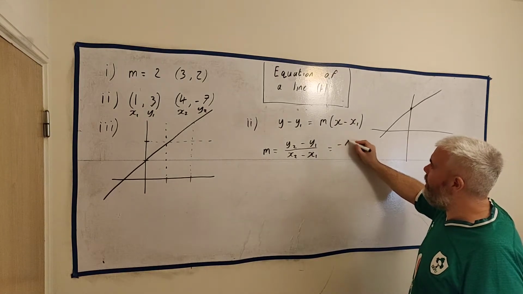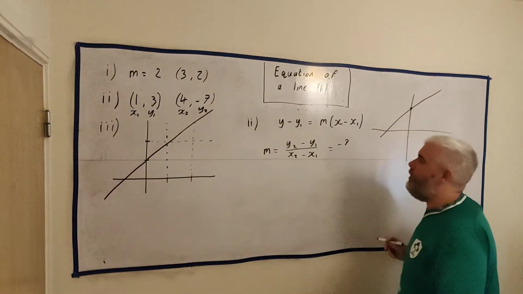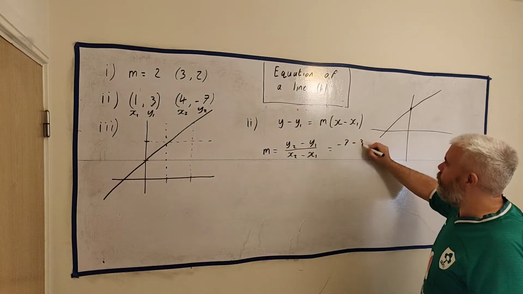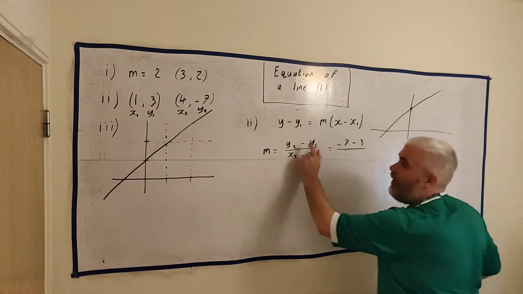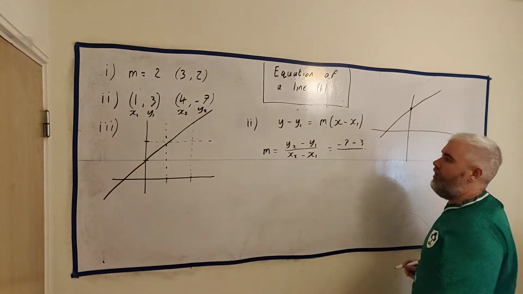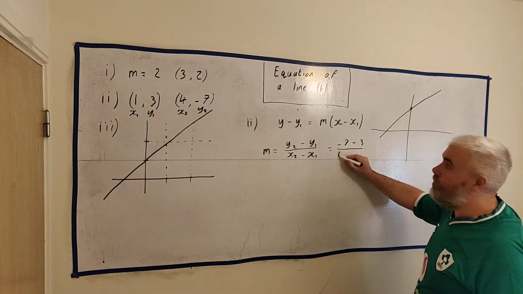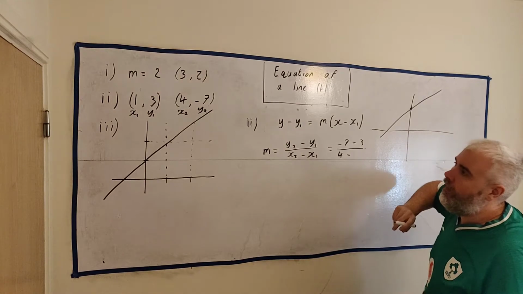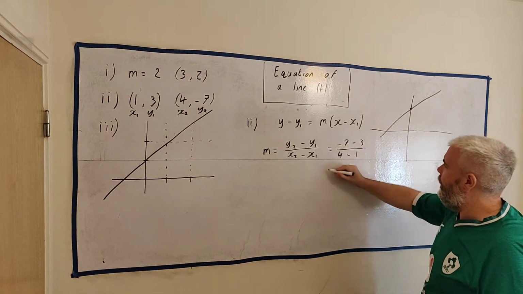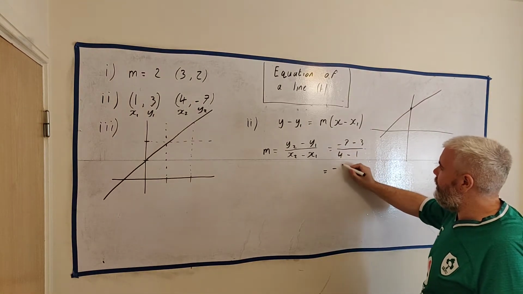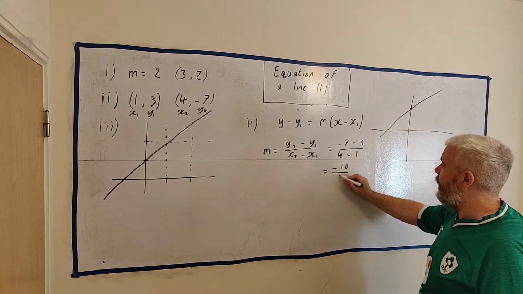And that becomes minus 7. y2 is minus 7. Minus 3. So there's a minus here, and there's a 3 here. On the bottom line, we get x2 is 4. A minus is here. And x1 is 1. Let's clean all this up. We get minus 10 divided by 3.